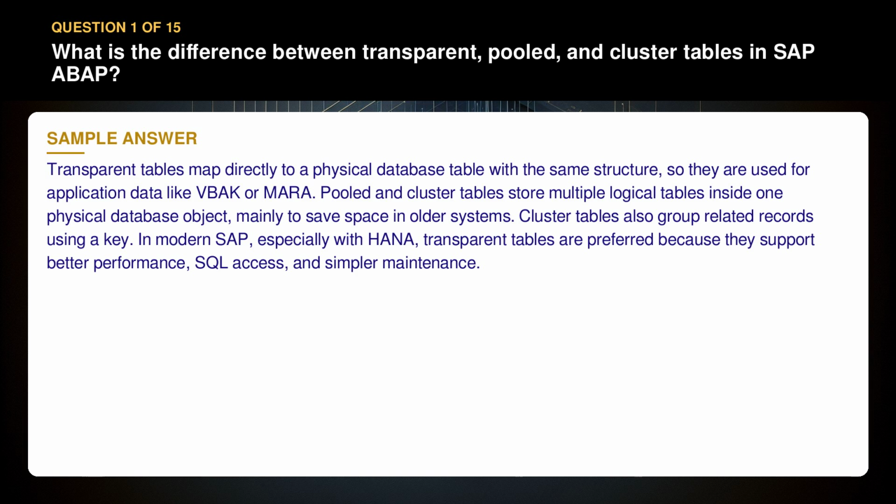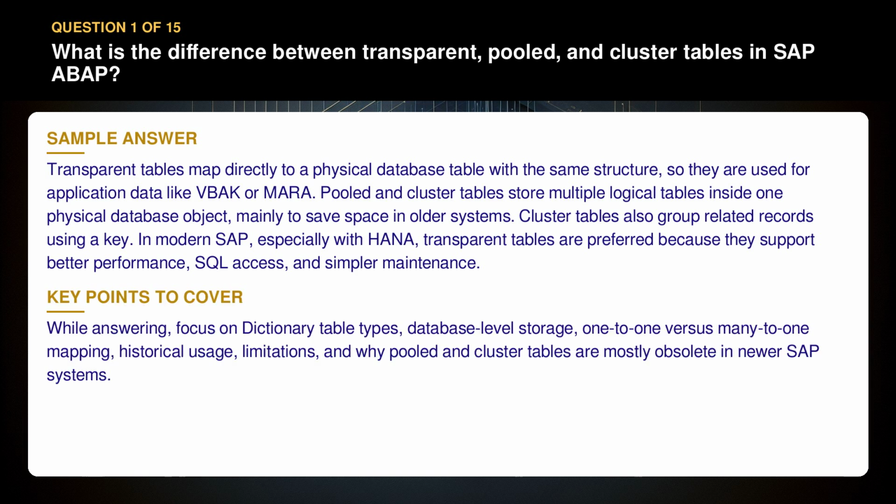In modern SAP, especially with HANA, transparent tables are preferred because they support better performance, SQL access, and simpler maintenance. While answering, focus on dictionary table types, database-level storage, one-to-one versus many-to-one mapping, historical usage, limitations, and why pooled and cluster tables are mostly obsolete in newer SAP systems.